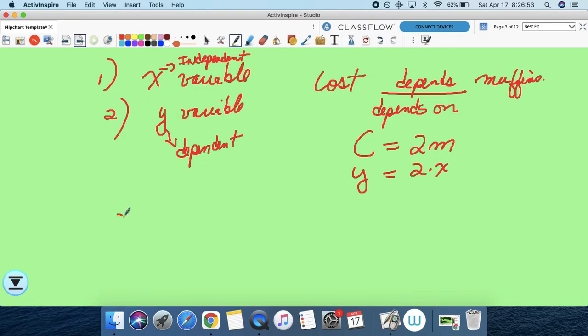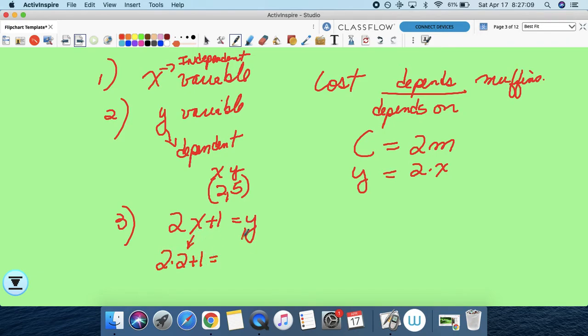Okay. 3 is the ordered pair (2, 5). So we have an equation 2x plus 1 equals y, and we're going to check if (2, 5) is on the line. So remember, this is x, this is y, so we're going to replace it. It's 2 times 2 plus 1, right? And the y, we're going to use 5. So 2 times 2 is 4, plus 1 is 5, so 5 equals 5. So (2, 5) will be on the line.